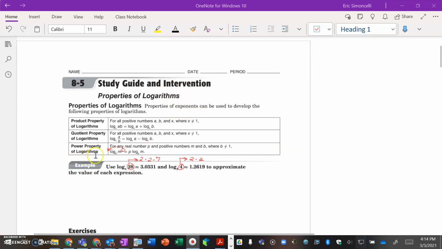The power property of logs. For any real number p and positive numbers m and b, where b is not equal to 1, log base b of m to the p power, if you were to move the power in front as a multiplier, p times log base b of m is the rewritten version of this.